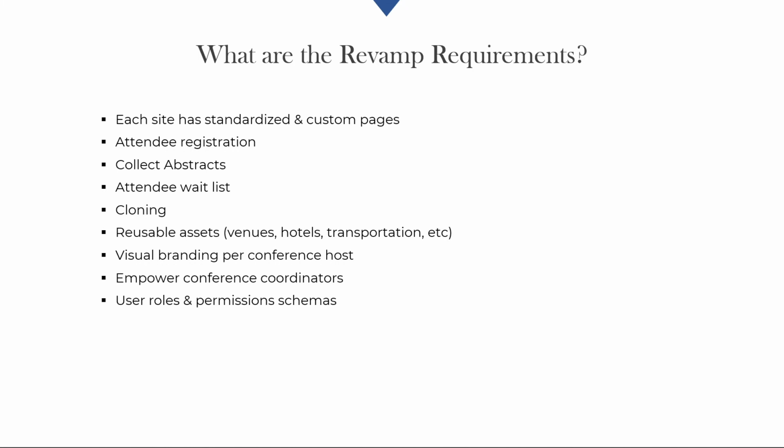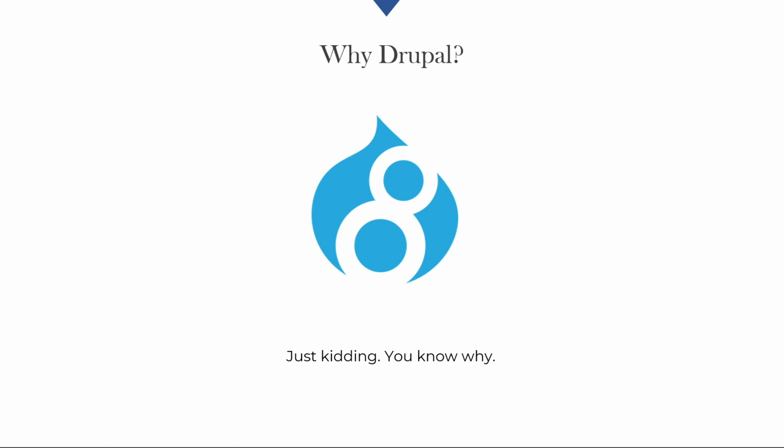Visual branding per conference. We have three main entities. Let's think about it as like Pizza Hut, Domino's, and I don't know, Papa John's, right? So Pizza Hut might put on one conference, Papa John's puts on another. So we wanted to be able to brand per conference what the look and feel was. And empowering the content coordinators, the conference coordinators, we wanted them to be able to edit, obviously, and user roles and permissions. So how do we do all that?